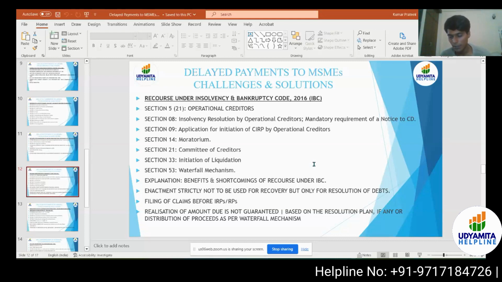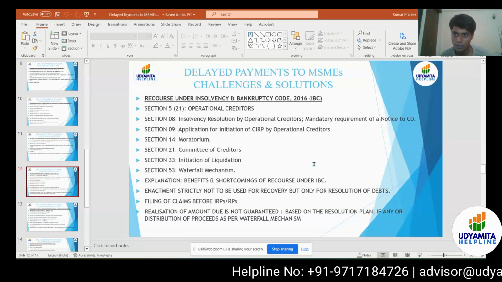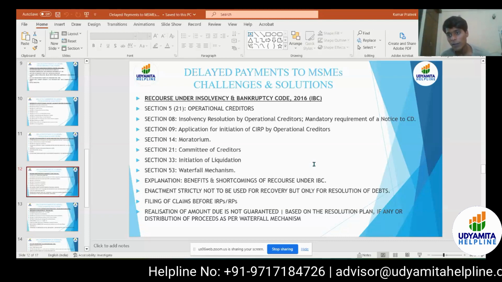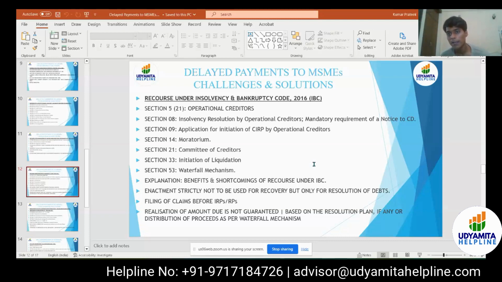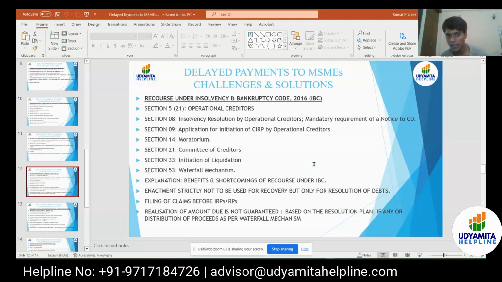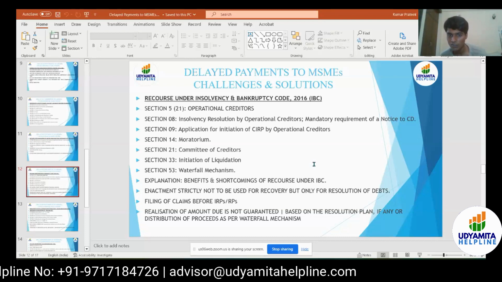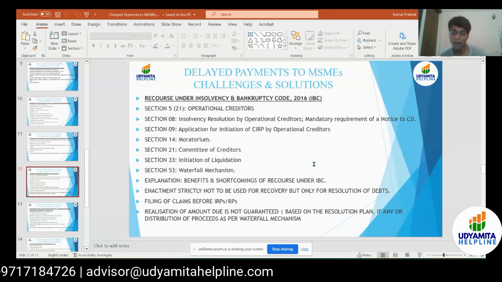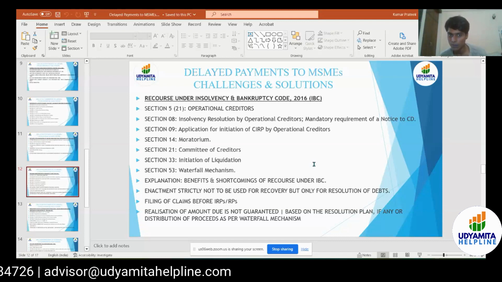And if within those 10 days the corporate debtor does not pay the claimed amount, or does not even issue a reply referring the claims to be disputed, then in section 9 you can file an application for initiation of CIRP by the operational creditor, right? So there are two ways. In section 8, after getting the notice, the corporate debtor makes the payment, right? Makes the payment, then it's well and good.